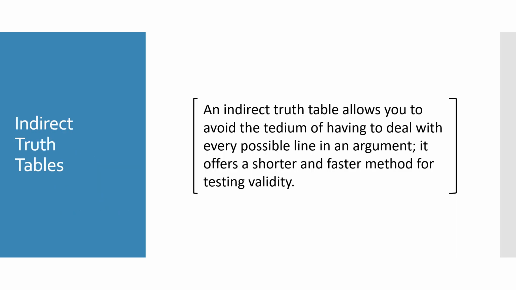Lucky for us, there is a way around this problem, and it is what we call an indirect truth table. Now, an indirect truth table allows you to avoid all of this tedium, the tedium of having to deal with every possible line in the argument. And what it does essentially is offer a shorter and faster method for testing for validity.